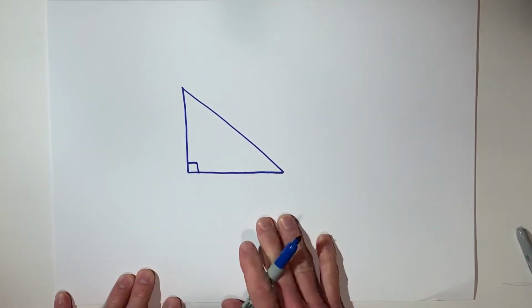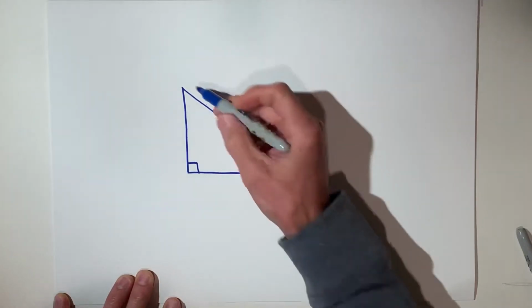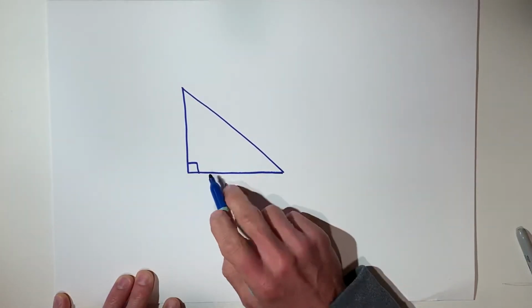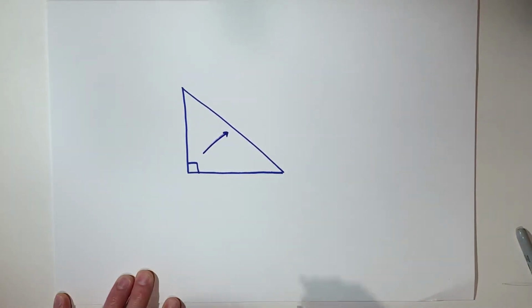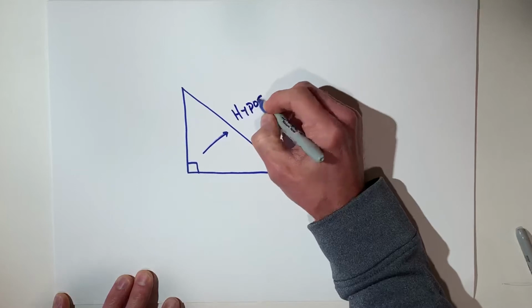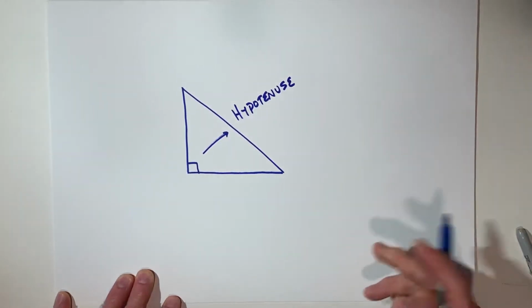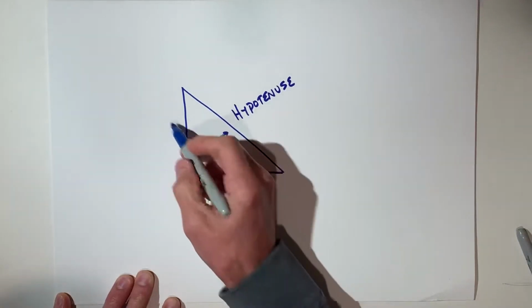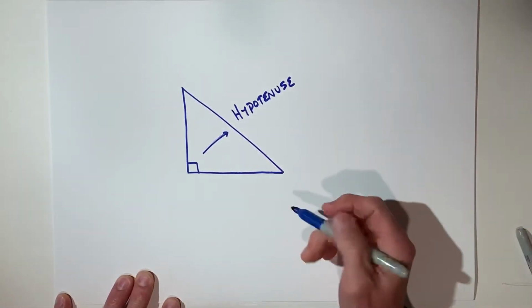And every right triangle has 3 sides, you wouldn't be surprised. It has one side that is always the longest side. The longest side is, for the record, always across from the 90-degree angle, and this longest side is called the hypotenuse. It's a fancy word for the longest side in a right triangle. And these 2 sides here are not the hypotenuse, they're the 2 short sides.